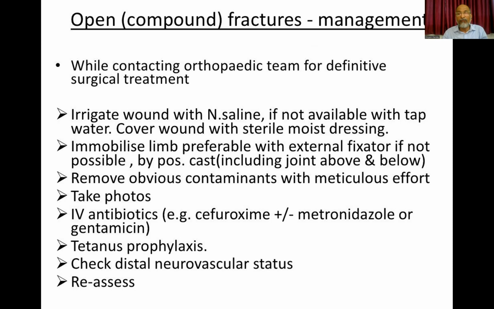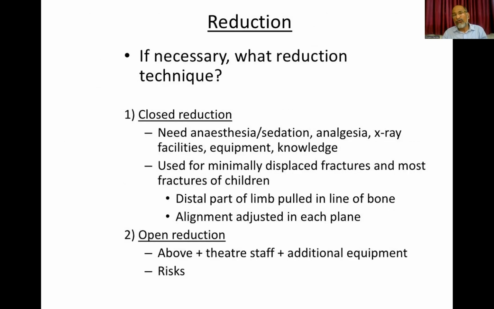Suppose there is a wound in the proximal part of the forearm, then you have to check for the distal pulse, that is the radial pulse, to see whether the neurovascular status is okay or not. And then you have to go for the reduction part, and if necessary, the reduction can be closed reduction or it can be open reduction according to the need of the individual patient.